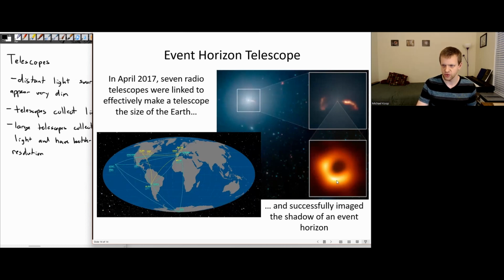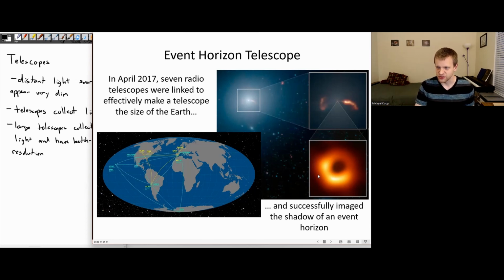I think it was M31. I will have to double check on which galaxy this was. I think it was M87, actually. So this is the shadow of the black hole. That light kind of gets bent around that to make this kind of shadow, and the event horizon would be just inside of there. Again, in order to get this resolution, we had to make a radio telescope that is literally the size of the Earth by linking together these other telescopes.